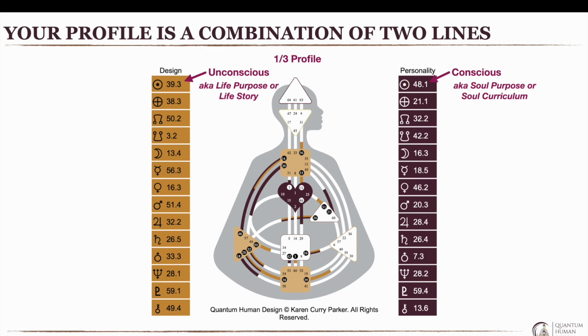Some chart software may say personality or design at the top of those columns. So in this particular chart, you will see 48.1 and you'll see 39.3. The profile of this particular chart is a 1 and a 3, so that means that this is a 1-3 profile. Find your profile on your chart and note what 2 lines it is comprised of. These 2 lines play together in defining aspects of your personality. They are both relevant and they both carry the same amount of weight. Neither one is more important than the other.